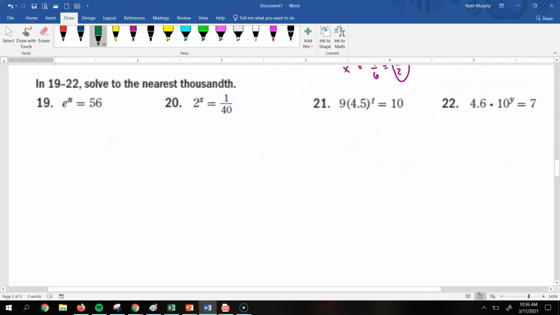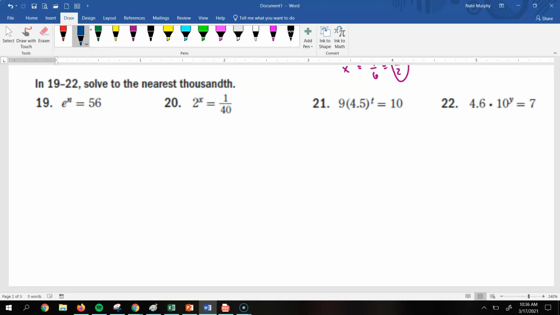All right, so for 19 through 22, we're solving these equations. So for number 19, the base is already by itself, and our base is e. So instead of taking the log of both sides, I'm going to take the natural log of both sides. So I'd have the natural log of e to the nth power equals the natural log of 56. Well, remember that this n that's up as an exponent would be put out in front. And the natural log of e is just 1. So we'd have n equals the natural log of 56. And if you do that on your calculator, you'd end up getting approximately 4.025 as your answer.